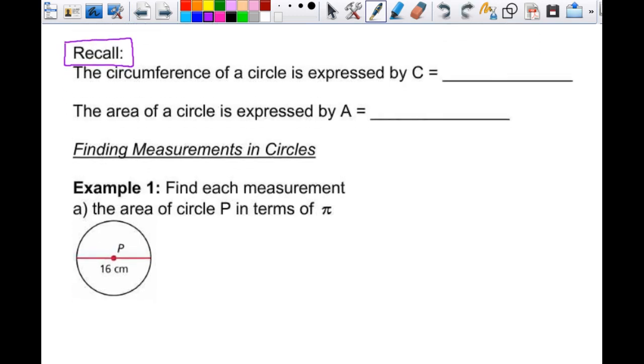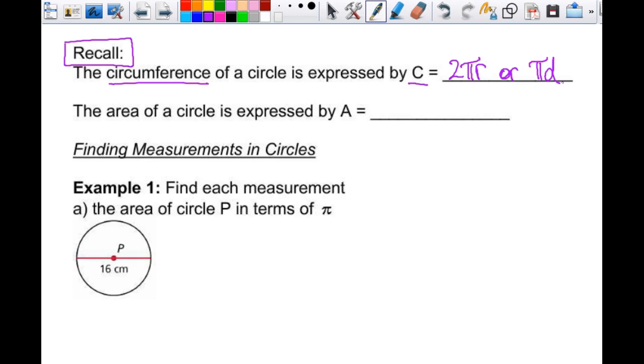All right. So the circumference of a circle is expressed by C equals what? 2 pi r. There you go. There's circumference. Or what's another way? Pi d. Okay. So either one of those works for circumference. You have to know that. That's old business. Don't expect anybody to be telling you those things anymore.